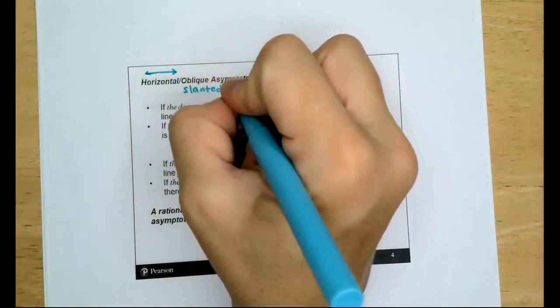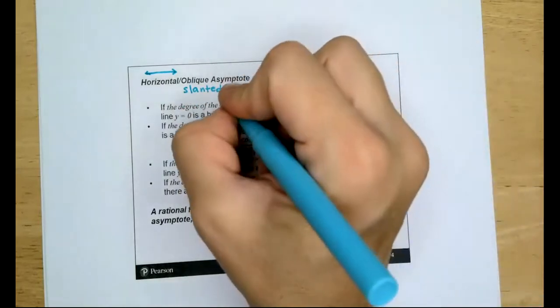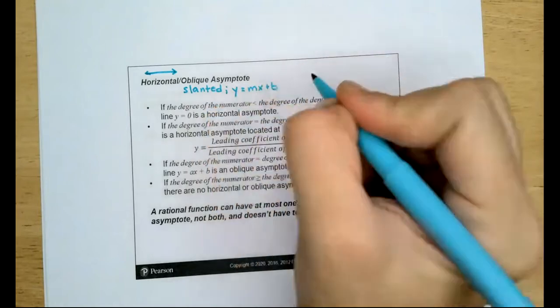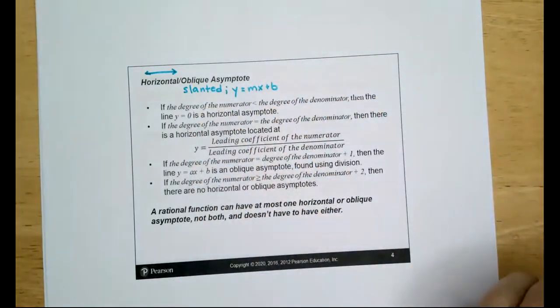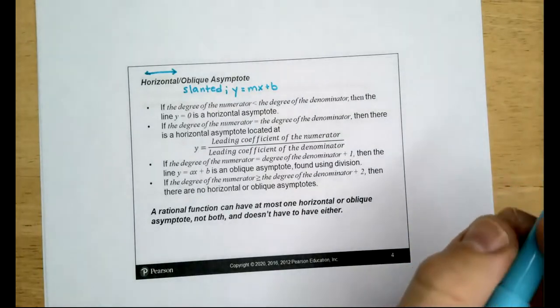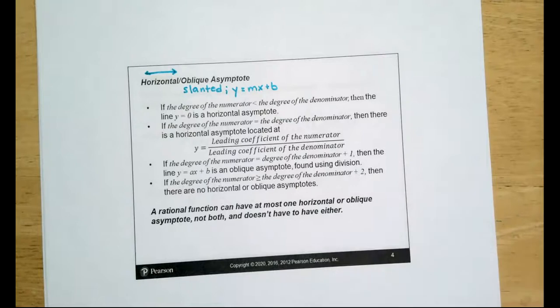Slanted along a line of y equals mx plus b. Okay, so there are many different horizontal or oblique asymptotes, and there are rules for how to decide whether it has a horizontal asymptote or an oblique asymptote or neither.